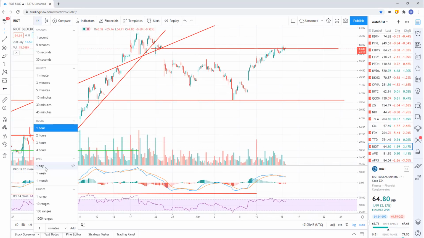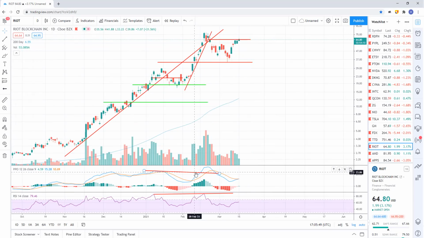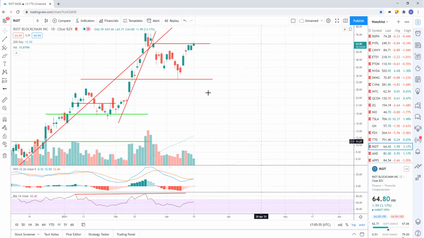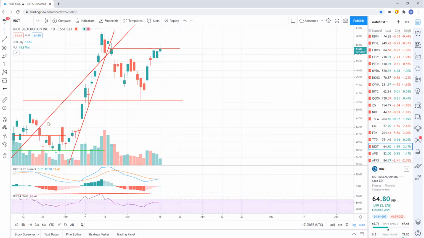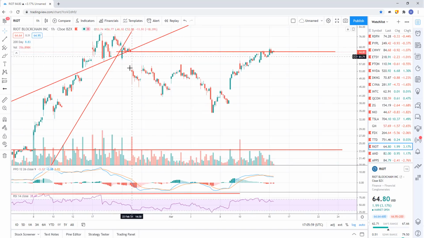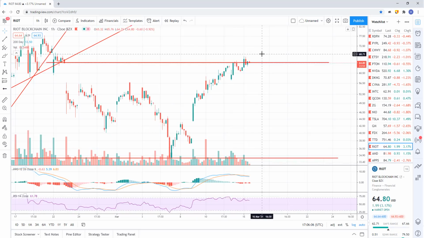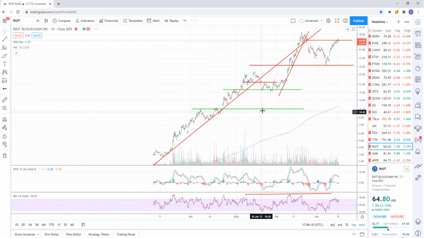Riot. Let's look at the daily. This is a Bitcoin proxy, so it moves quite a bit. Yeah, there's no bearish divergence on Riot. It did gap fill recently. You can see this gap that it had right there. And we just gap filled at 65.20, kind of consolidating there. But again, I don't see any negative divergence on it.